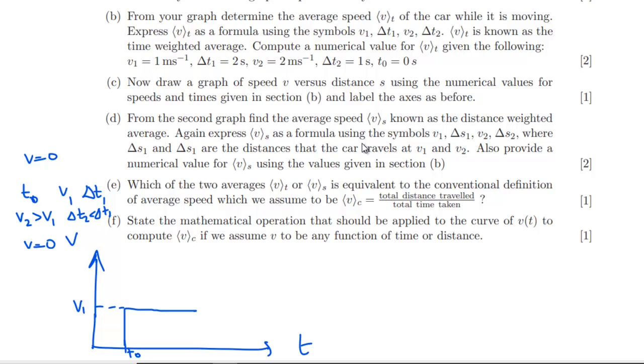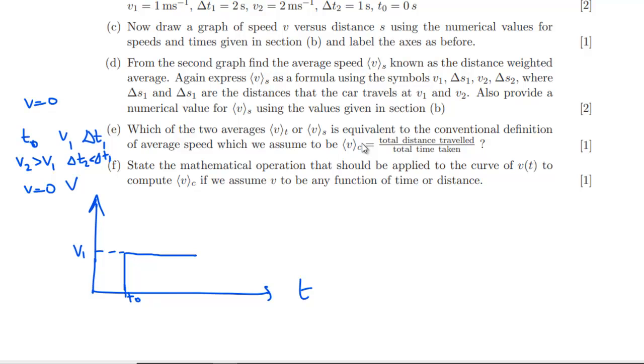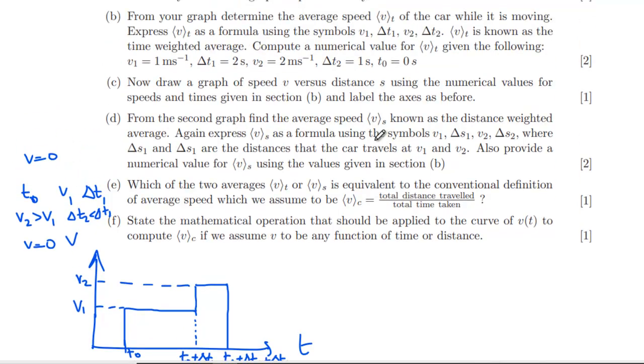Okay, let's scroll down a little bit more so I can put these labels on. So this is going to be at t0 plus delta t1. Then we're going at v2, which is greater than v1. So we've gone up to v2. But we're doing that for a shorter amount of time. And then we go to stationary again. So this is going to be t0 plus delta t1 plus delta t2. Okay, a little bit squidged in, but yeah, that's fine.